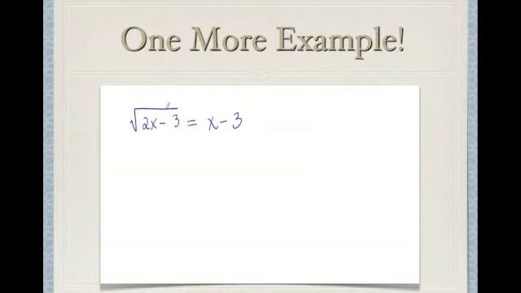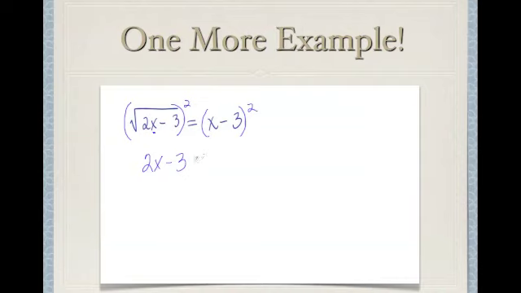Okay, one last example to work through. Here I'm still wanting to get to my x, and there's no way to combine these two since one is in the radical and one is not. So what I'm going to do is square both sides so that I can get rid of that radical. So on the left side, that gives me 2x minus 3.